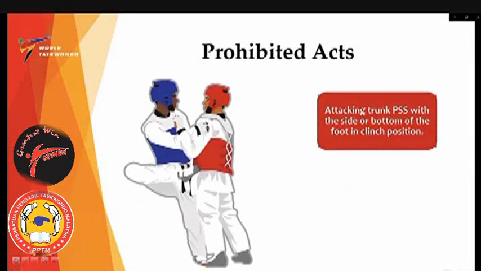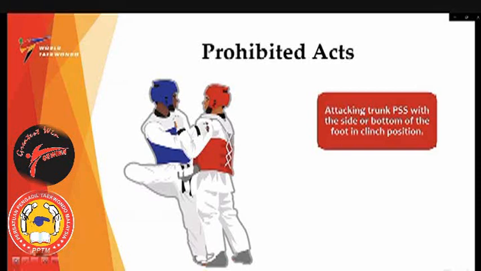Attacking the trunk PSS with the side or bottom of the foot in the clinch position. So this is when players are in the clinch and we see the animal kicks, for example, that monkey kick or the fish kick. Right away, this is a gamjan that will be given for grabbing. And if any points are scored, they will be invalidated.